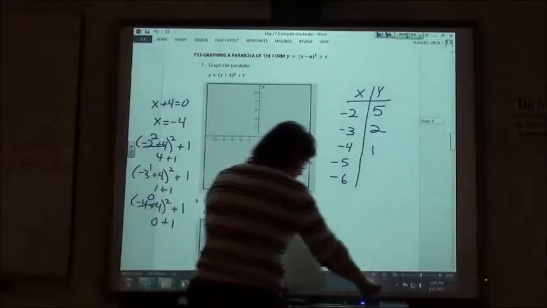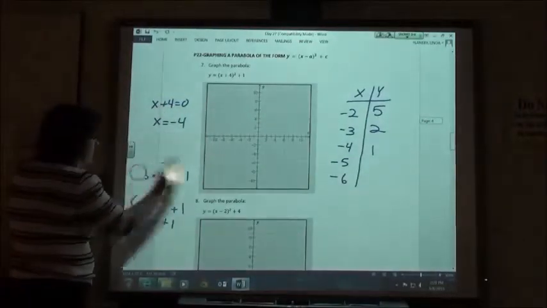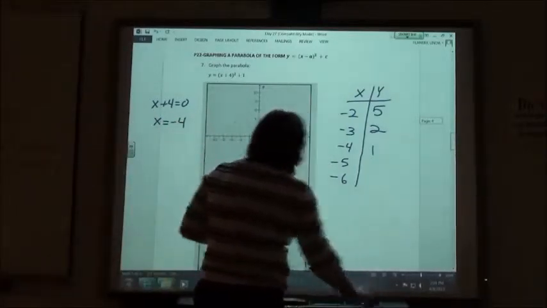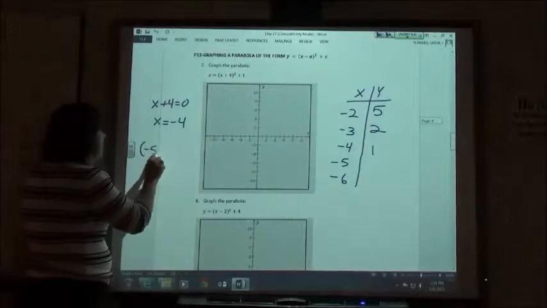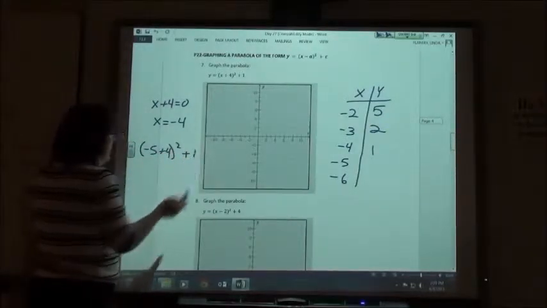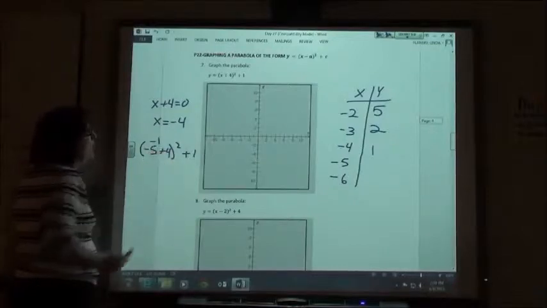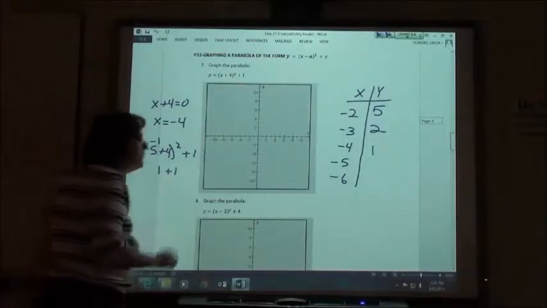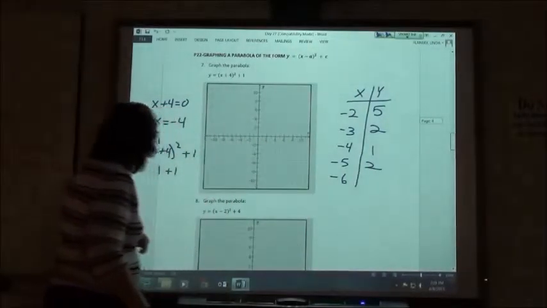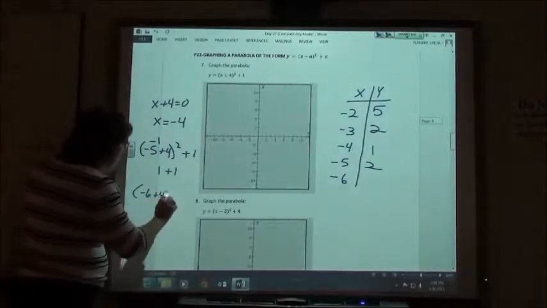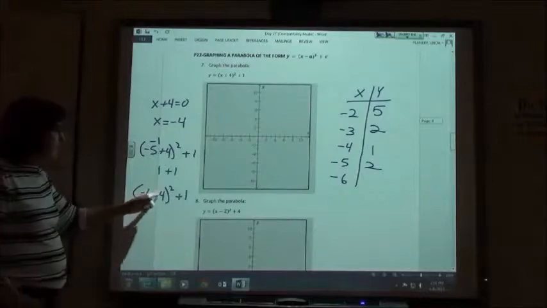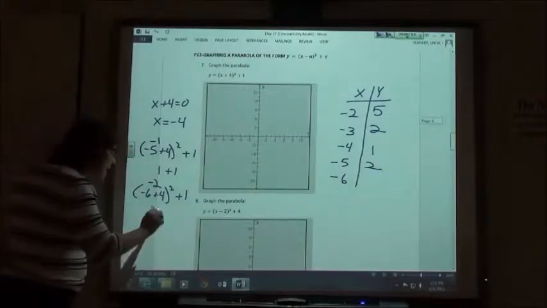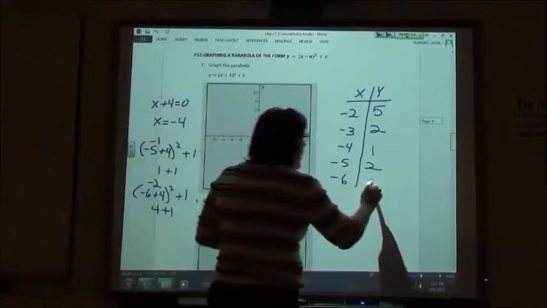I'm running out of room to write, so I'm going to erase here and do the last two. Plugging in negative 5. So negative 5 plus 4 squared plus 1. A negative 5 plus 4 is negative 1. Negative 1 squared, negative 1 times negative 1 is positive 1. 1 plus 1 is 2. Negative 6 plus 4 squared plus 1. Negative 6 plus 4 is negative 2. A negative 2 squared. Negative 2 times negative 2, positive 4. 4 plus 1 is 5.